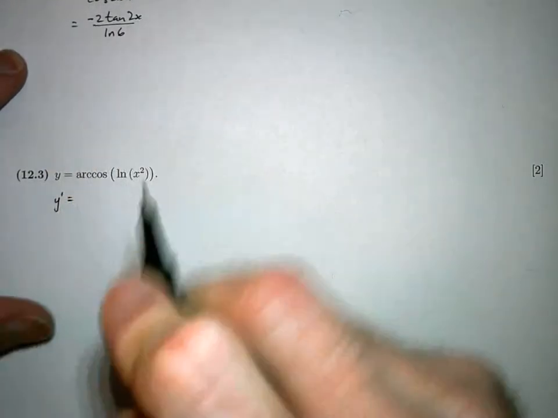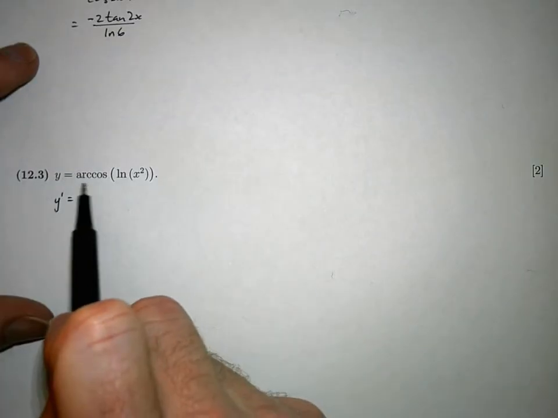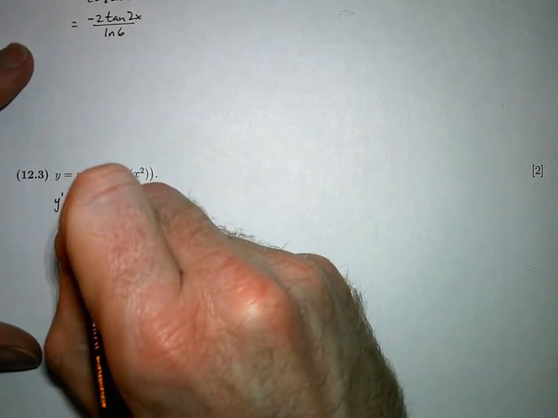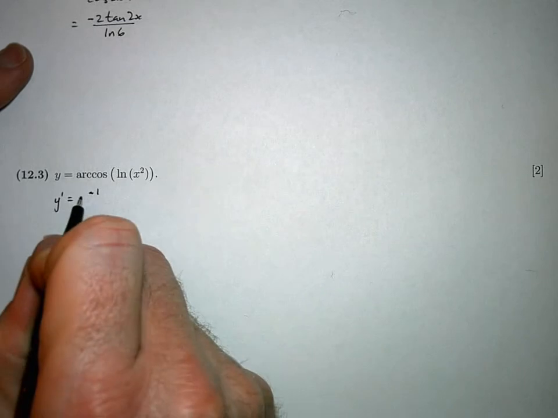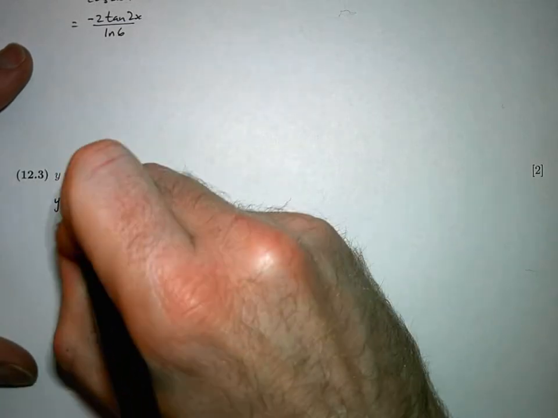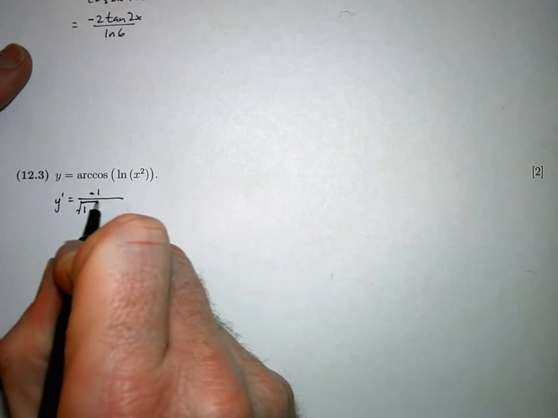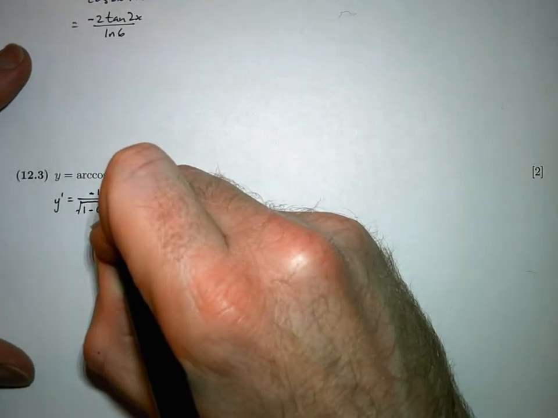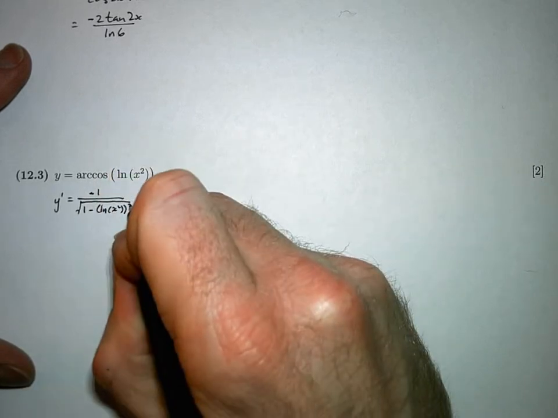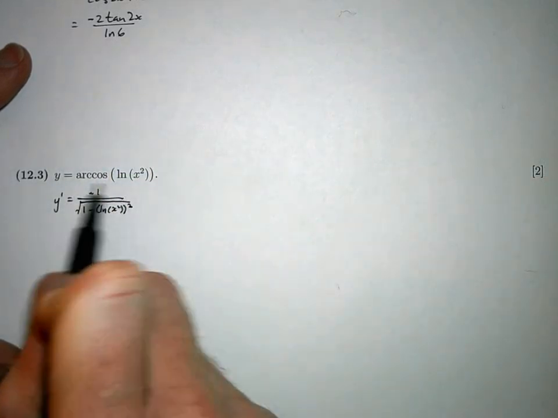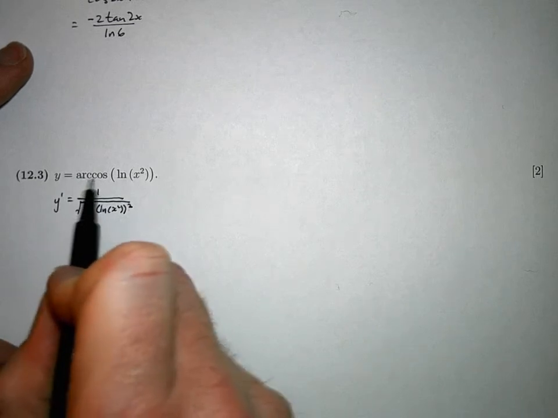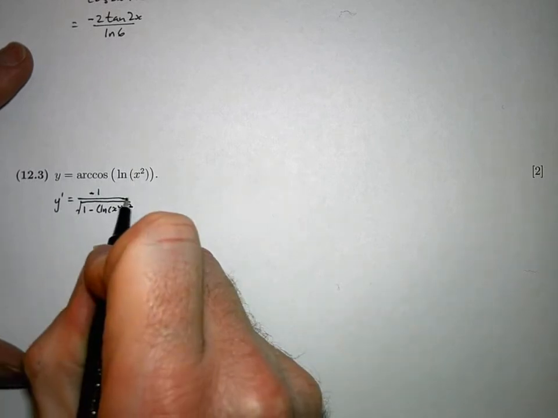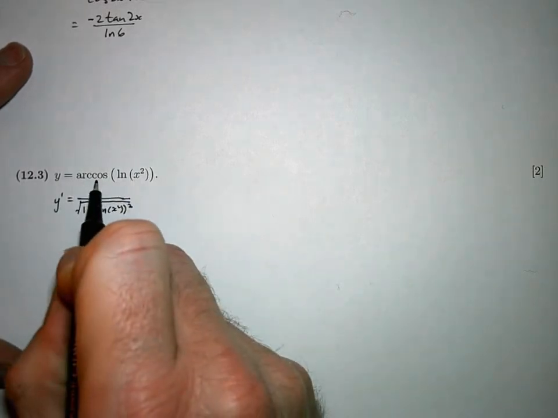So y prime is equal to, now this gets a little bit tricky, because when we differentiate arc cos of something, remember, the derivative of arc cos of something is minus 1 over the square root of 1 minus the something squared. And in this case, the something is log x squared, and we have to square all of that. So this is the derivative of the arc cos, where this whole function gets squared at the bottom. Alright, so we've just differentiated the arc cos, the outermost function.